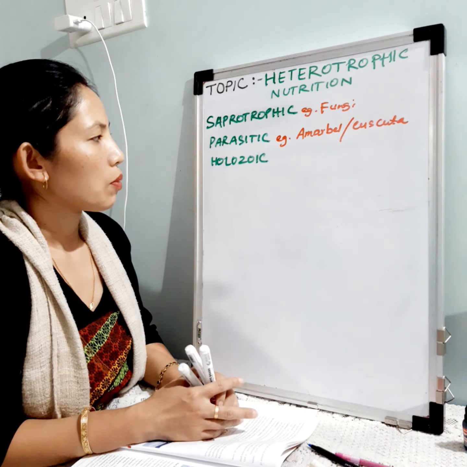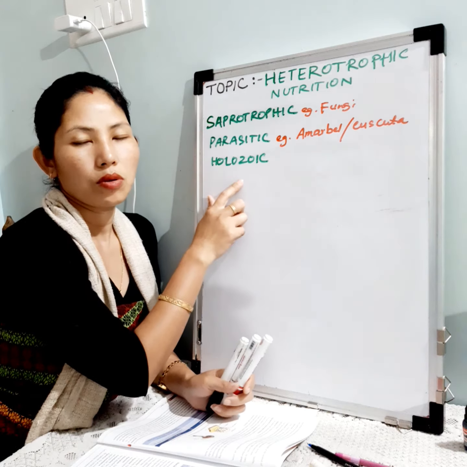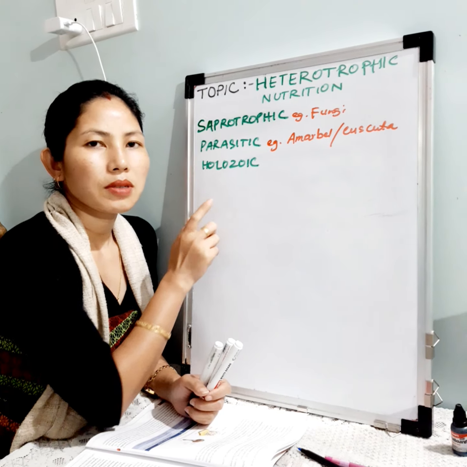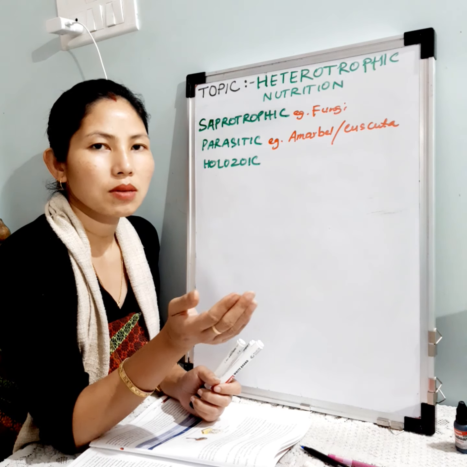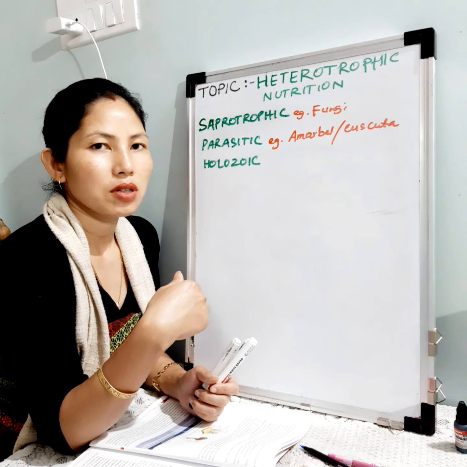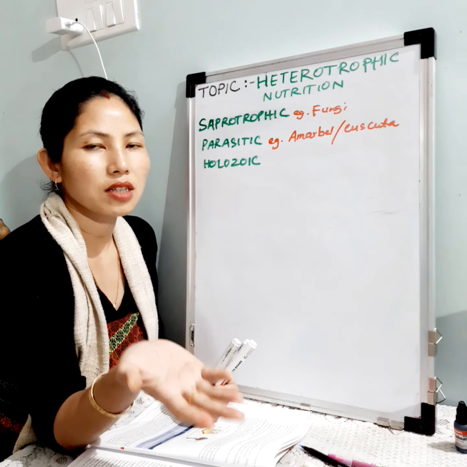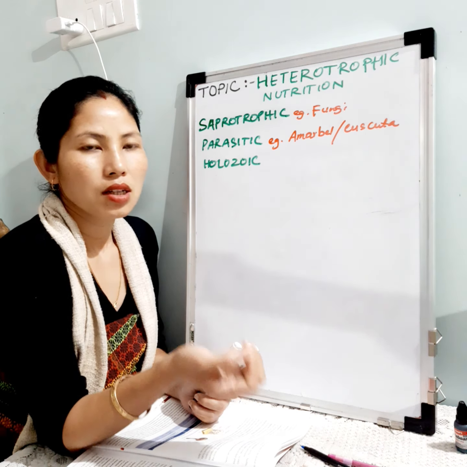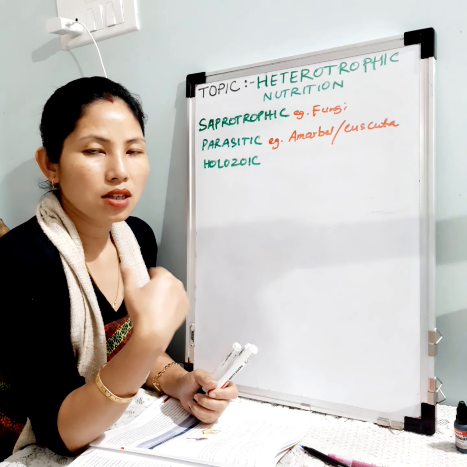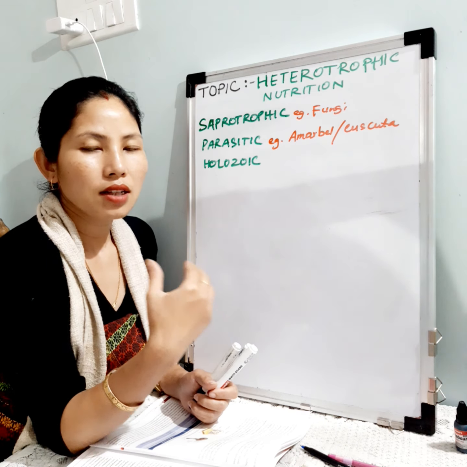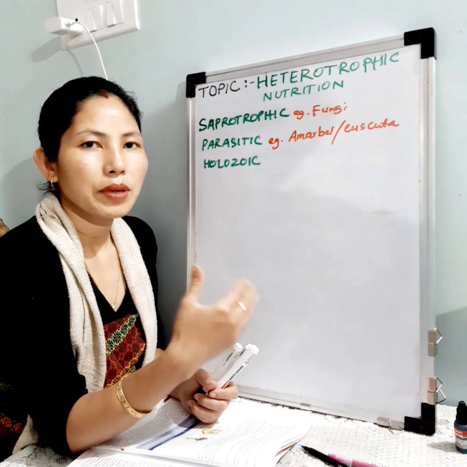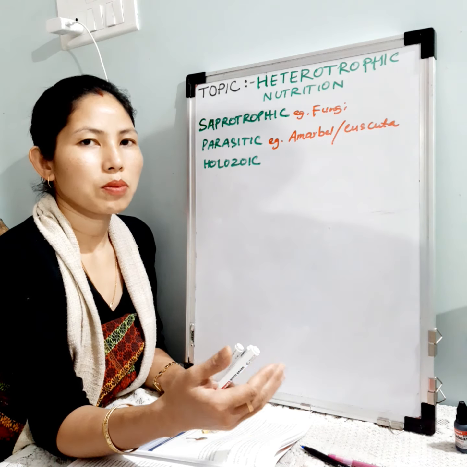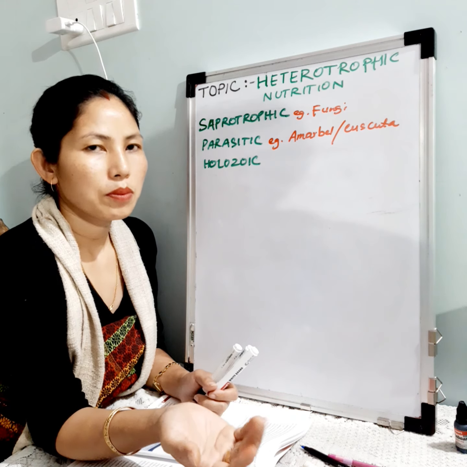Now the next type of nutrition is the holozoic mode of nutrition. So in this holozoic mode of nutrition, the organism takes their food inside their body. As I said, the food can either be animal, plant, or plant parts, animal parts, etc. Right? So the food is taken as a whole inside the body, and the process of digestion breaks it into its absorbable form. Right? And finally it is absorbed inside the cell for its further process.